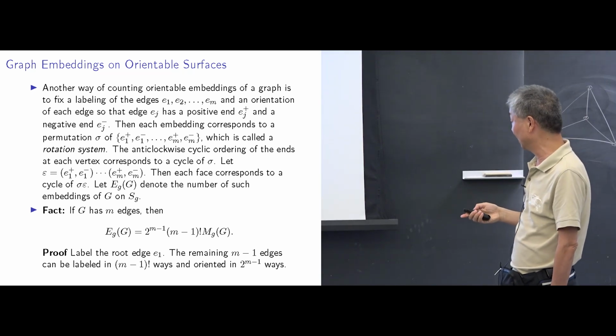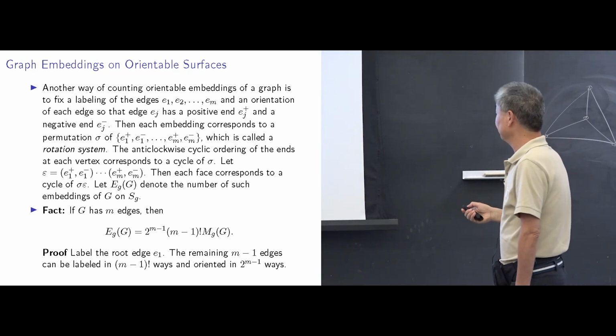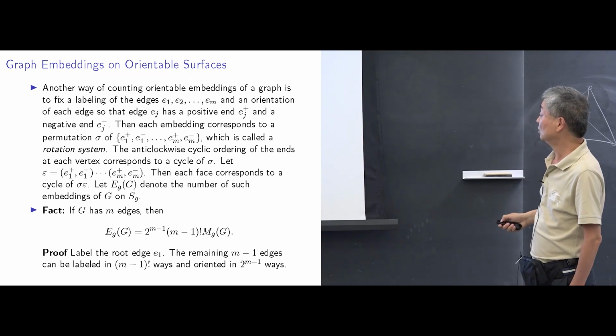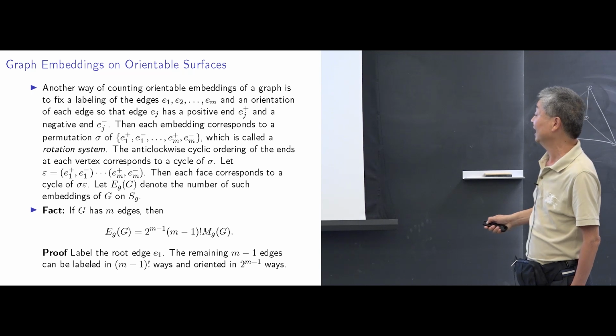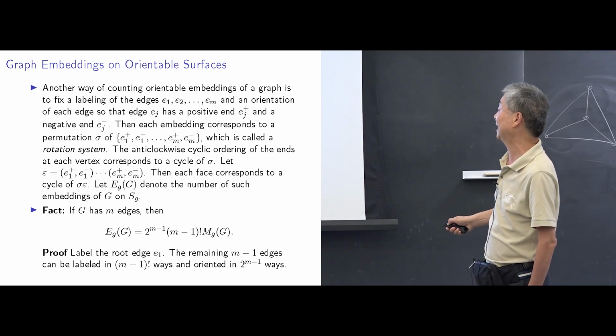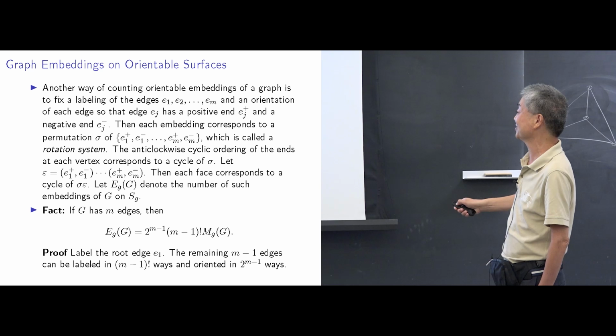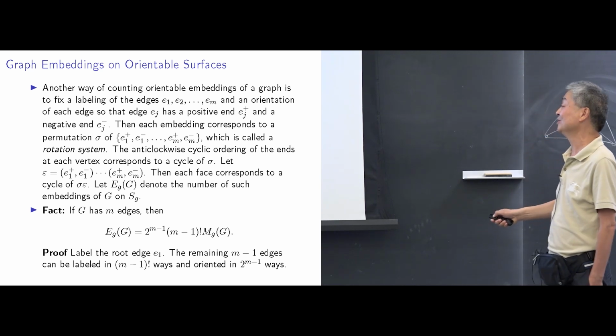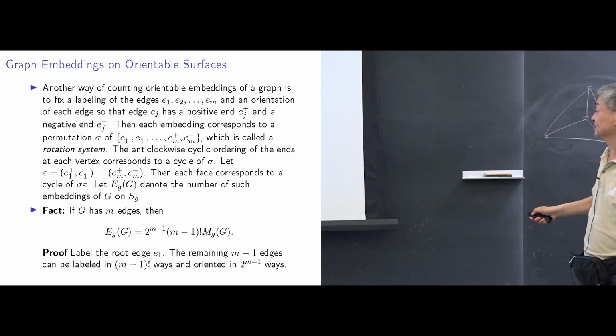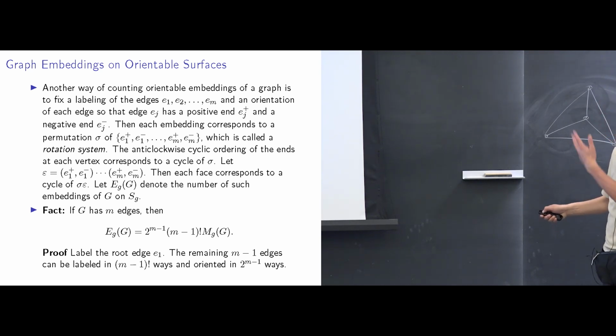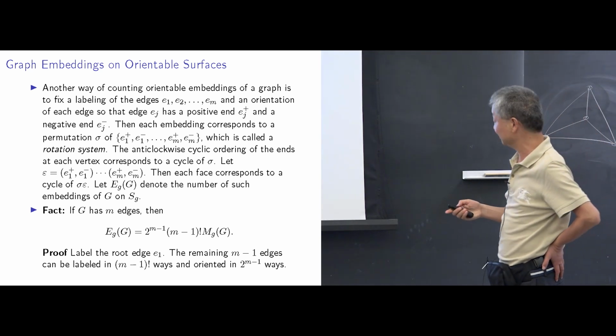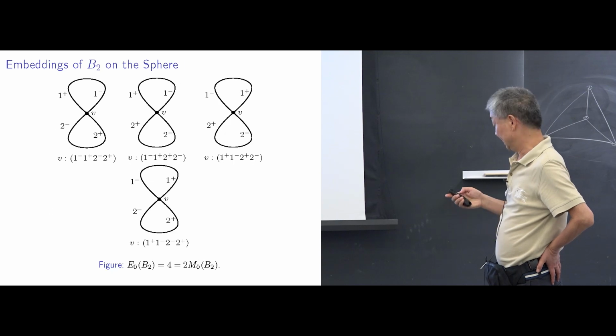And there's a close relationship, of course, between the number of rooted embeddings, here denoted by M sub G, and here we can call this labeled embeddings, or using rotation systems. There's a simple correspondence in here. And this is well known.